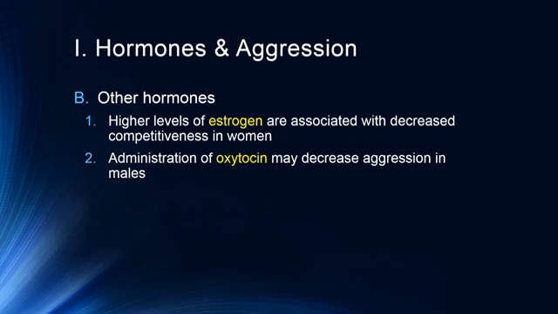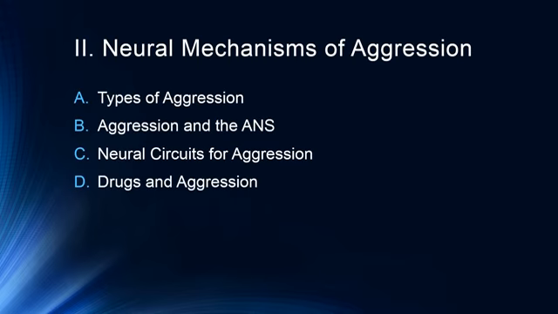It's something we'll talk more about here in a bit when we talk about fear and the role of the amygdala in fear and aggression, because oxytocin decreases amygdala activity. And the next place to talk about aggression are the neural mechanisms of aggression. We'll first talk about the types of aggression, because there are reactive aggressions and plotting, intentional aggressions. We'll talk about aggression in the autonomic nervous system, the neural circuits for aggression, and then finally talk about drugs and aggression.